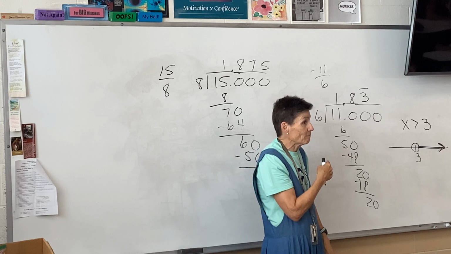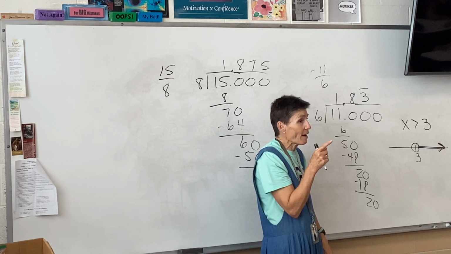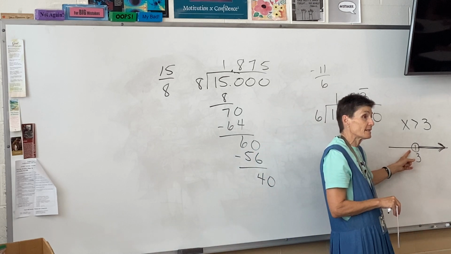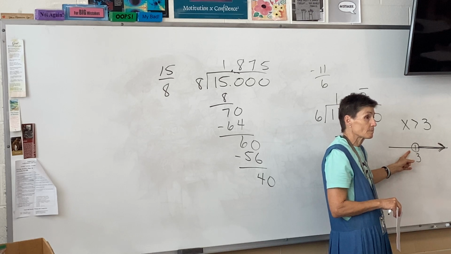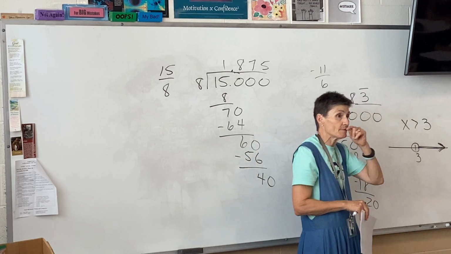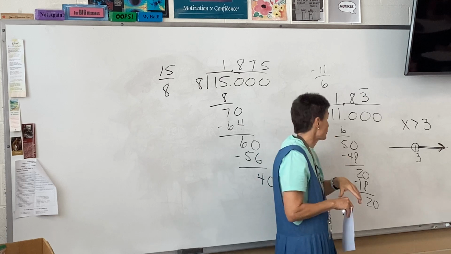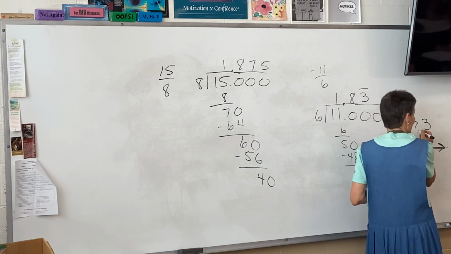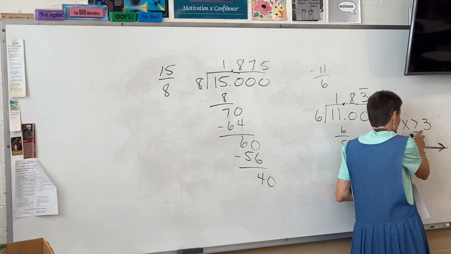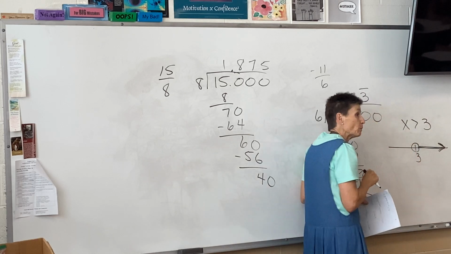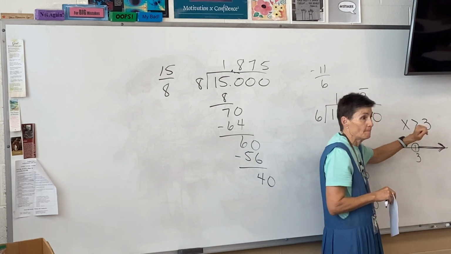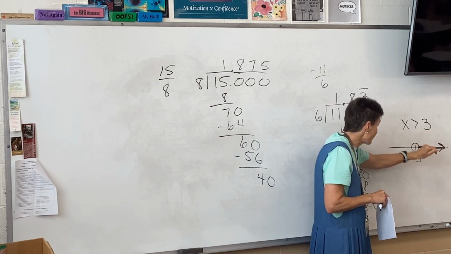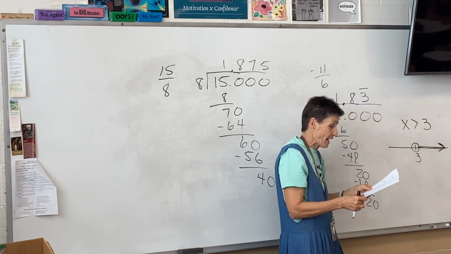So that's what the graph looks like. Now, sometimes when I graph these, I close that dot in. Why didn't I close it in this time? There's no bar. This is called an or equal to, and there's no or equal to. So that would be the only difference. If that had a line under it, then I would color in that dot.